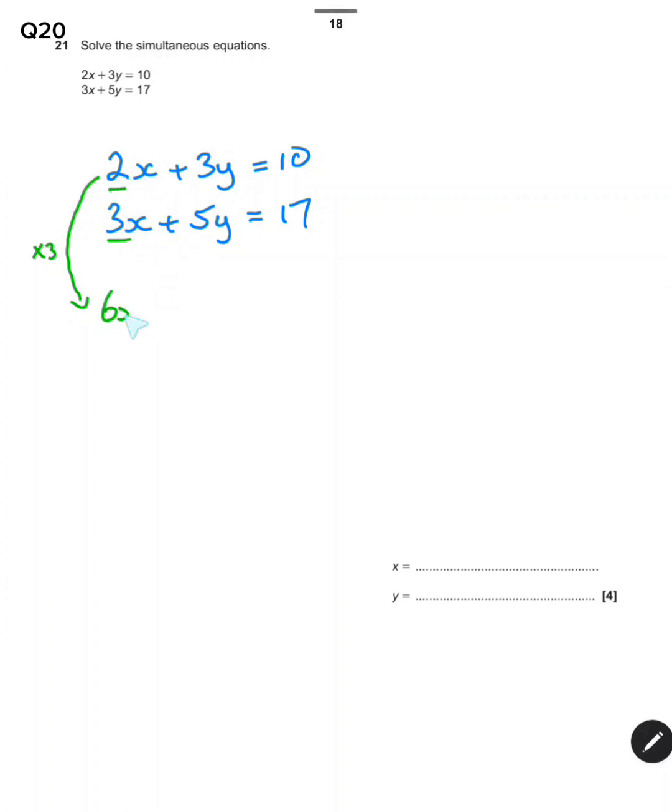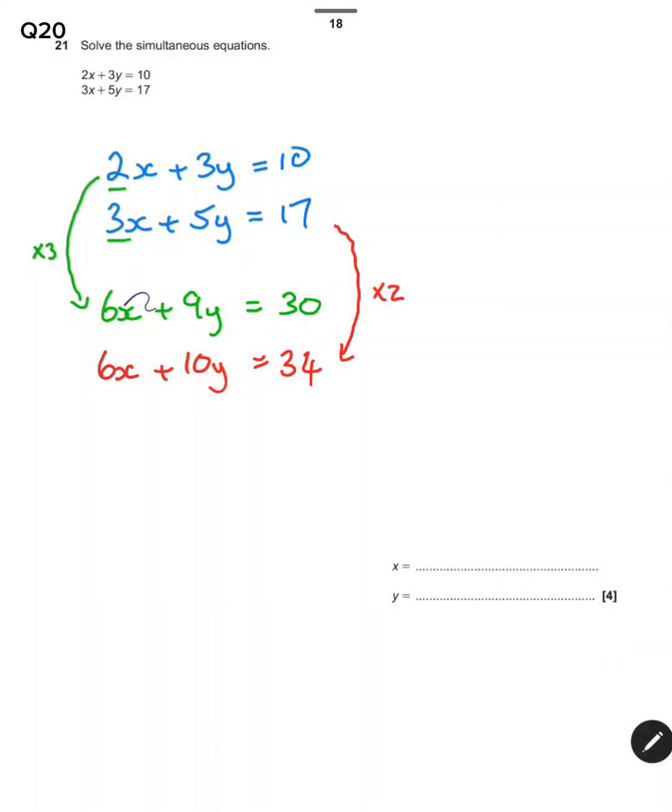2x times 3 is 6x. 3y times 3 is 9y. And 10 times 3 is 30. I'm going to take this second equation and times everything by that 2 above it. So I'm going to take that equation and times everything by 2. And what you get is 3x times 2 is 6x. 5y times 2 is 10y. And 17 times 2, 2 10s are 20, 2 7s are 14. That would be 34.